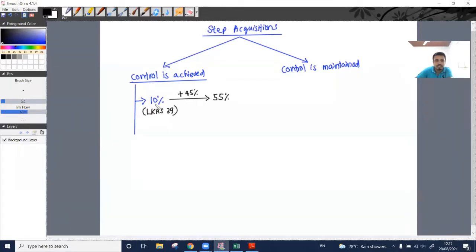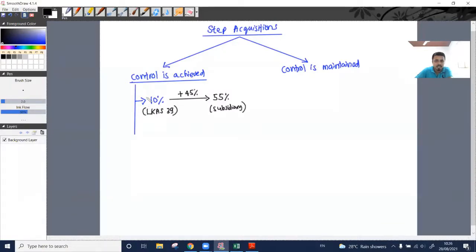Then what happened? Earlier, we have accounted this as per LKAS 39. This was a financial instrument for us. But now it is what? Now the same has become a subsidiary for us. So we need to account it as per SLFRS 3 and SLFRS 10, business combinations and consolidated financial statements, right? So the control can be achieved in this way.